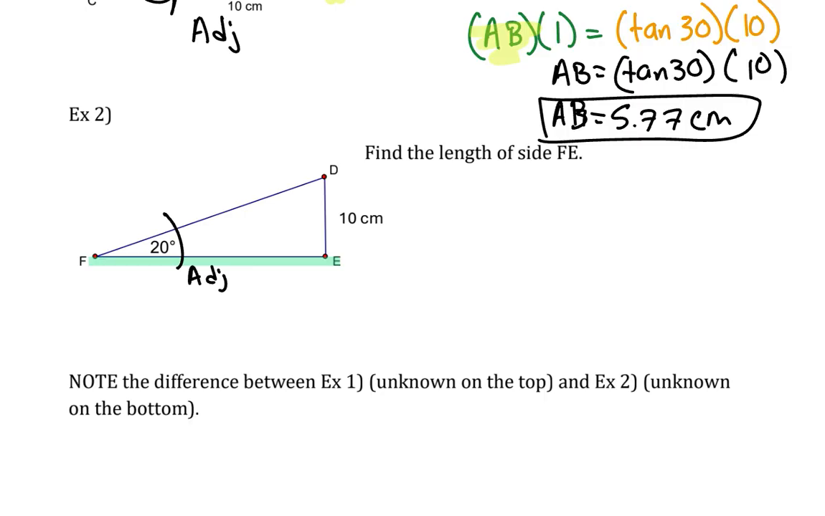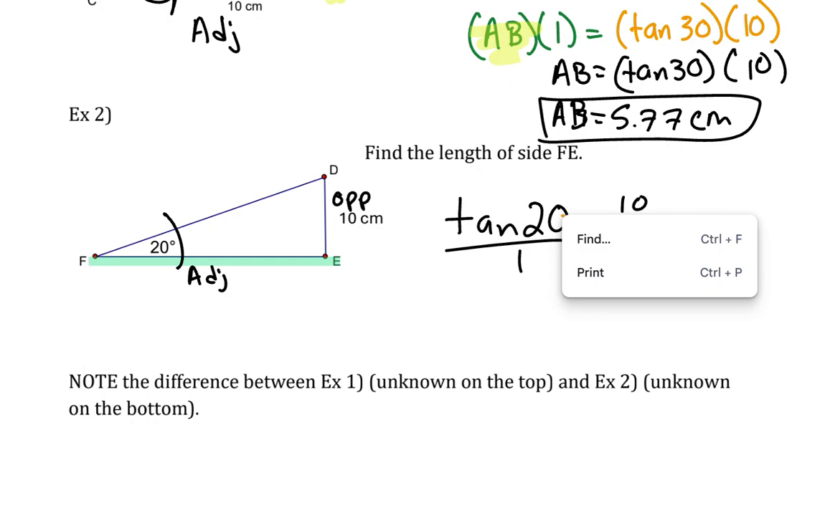And then DE is going to be our opposite. So I'm going to say tan. I'm not going to say tan of F because we know what that is. We know the angle is 20 degrees. Tan of 20 equals opposite, which is 10, over adjacent, which is our FE, divided by 1. So now we're going to do that cross multiplication again. This one is going to look a little bit different because the FE is in the denominator. We're going to have to do one more step.